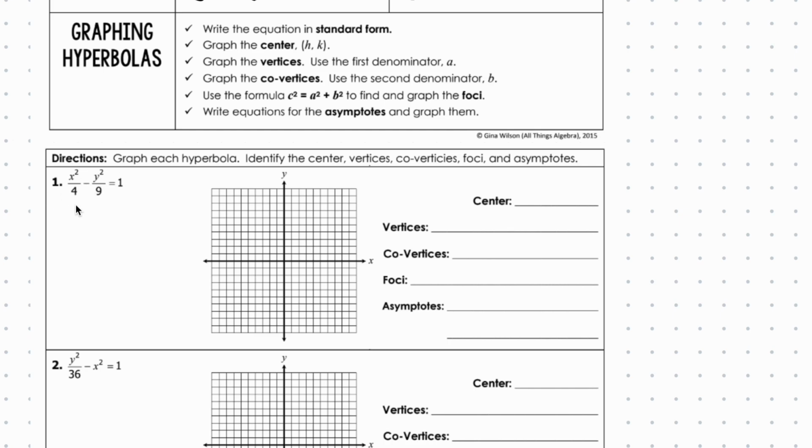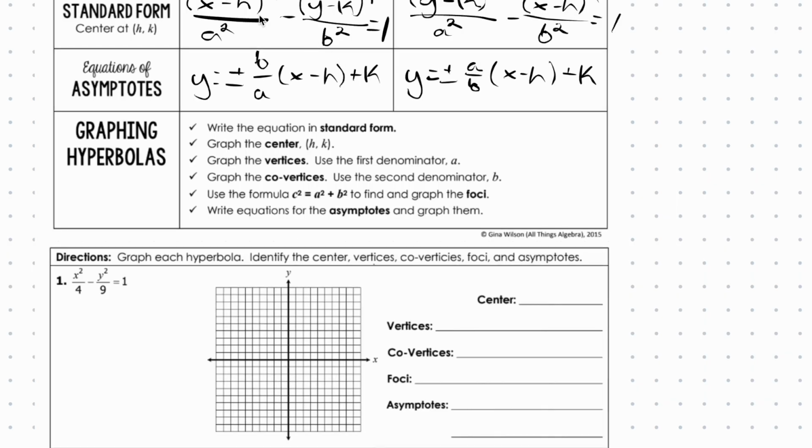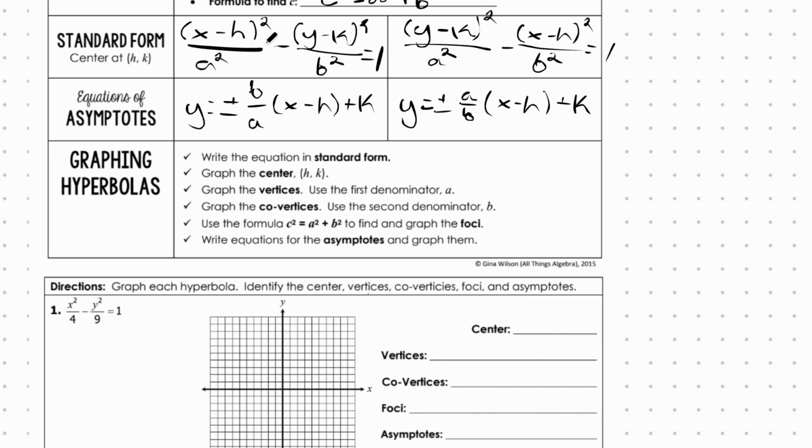So we have x squared over 4 minus y squared over 9 equals 1. We don't have anything inside, like up here, for example. We have x minus h and y minus k. In this case, we're not subtracting anything from either x or y. The only thing we're subtracting is 0. So our center is just going to be 0, 0. Actually, let's graph this center right here.